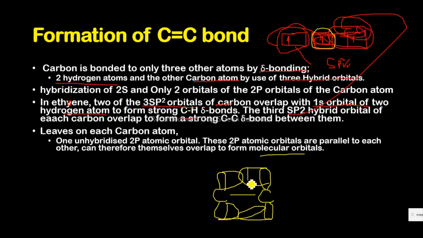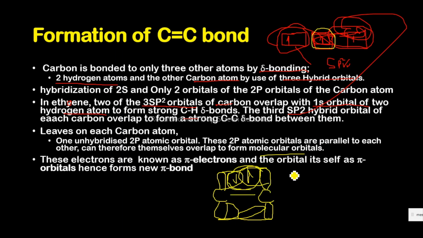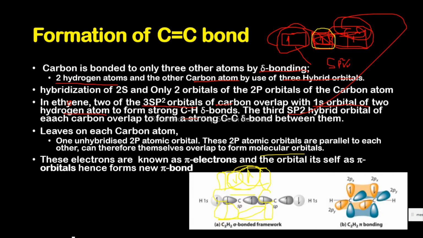And the two electrons, remember, this one is bringing one, and this one is also bringing one. So these two electrons that will occupy these molecular orbitals are referred to as the pi electrons. And so the new bond that is going to be formed is called a pi bond. Is that okay? Yes, and the illustration is there.